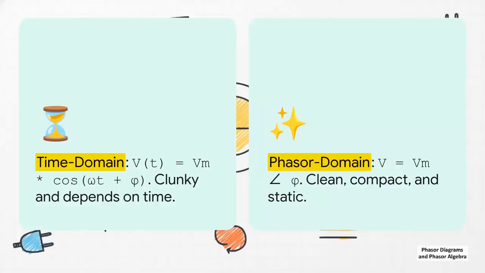And just look at the result of that translation. On the left, you've got the full clunky equation in the time domain. It's got time, frequency, phase, amplitude, the whole shebang. But on the right, in the phasor domain, look how clean and simple that is. Just the amplitude, Vm, at an angle of phi. We've thrown out all the complicated stuff, like the time and frequency, because in any given circuit, they're the same for all the signals anyway.